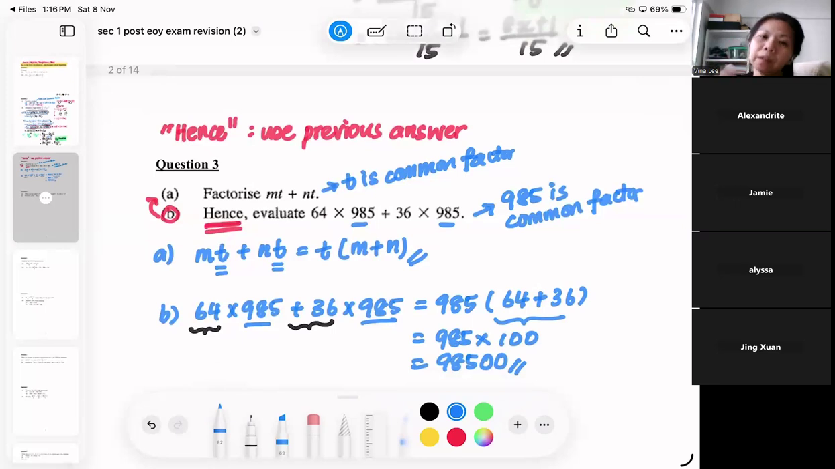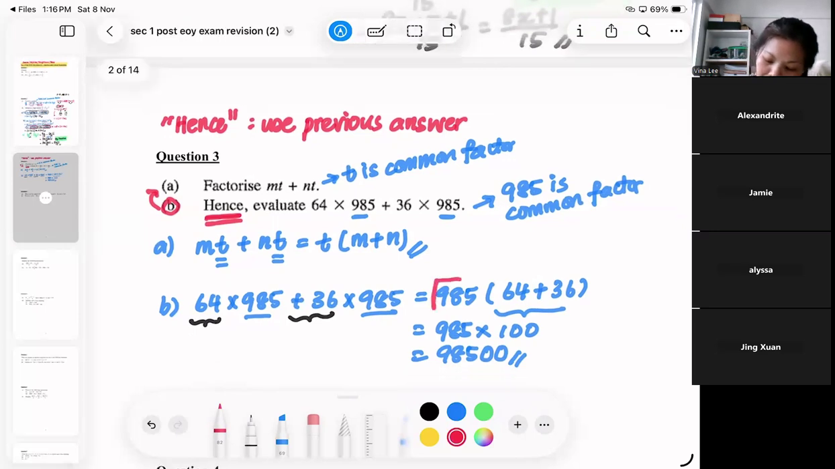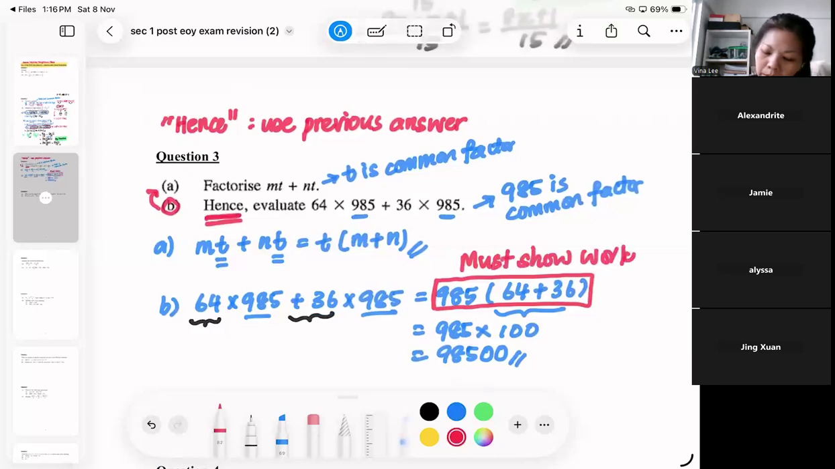So if your first answer shows taking out a common factor, your hence part must also show taking out the common factor. This is a must-show working. You must show this, otherwise your answer will have no marks. If you don't show that bracket working, even if you get the same answer, you are still penalized.